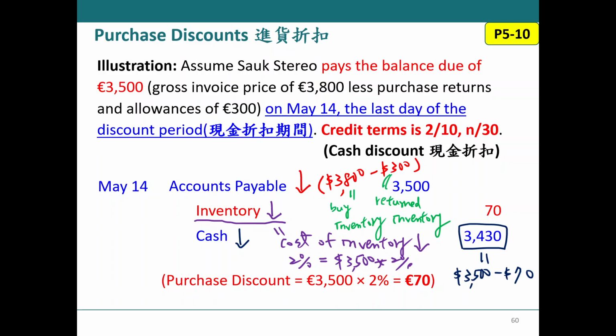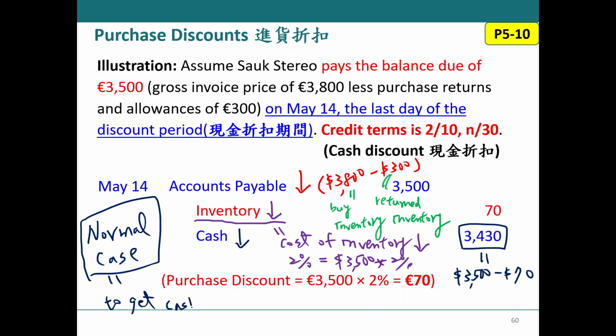Here we talk about the normal case. Usually, 99.9% of the time, we have this situation. So that's a normal case. What's a normal case? Your company will do its best to get the cash discount. Okay? Any questions? No problem?